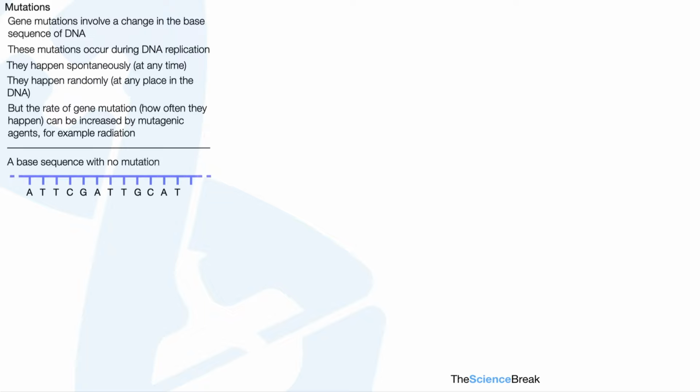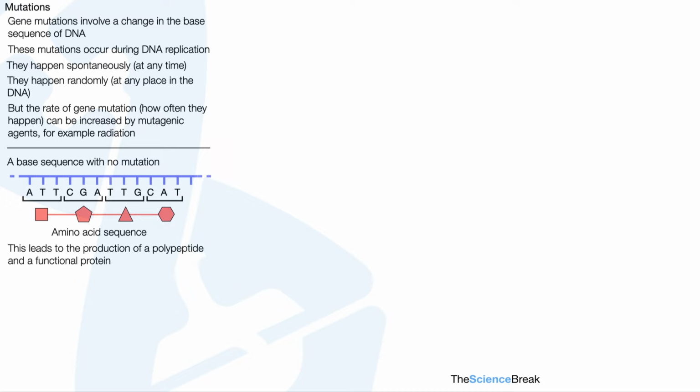So here is a base sequence with no mutation. We can see that there are 4 triplets, so that's going to code for 4 amino acids. And here are the 4 amino acids shown by different shapes. A short part of a polypeptide. This will form a polypeptide, so there's our amino acid sequence. This leads to the production of a polypeptide and a functional protein, for example, an enzyme. And here is a simple diagram of a functional protein, for example, an enzyme.